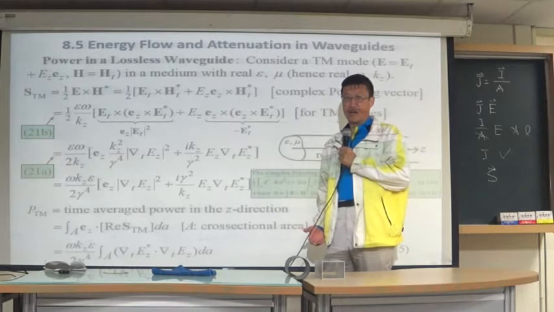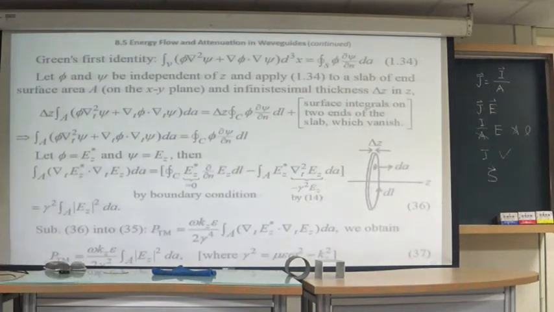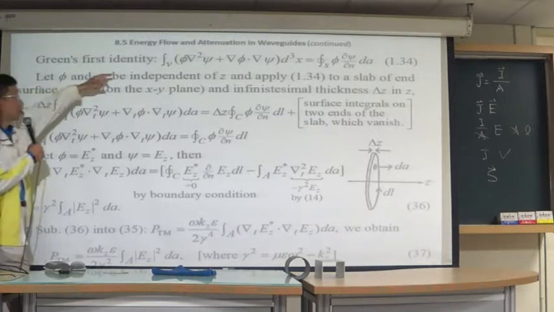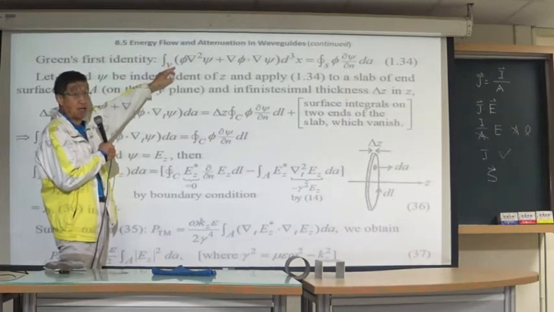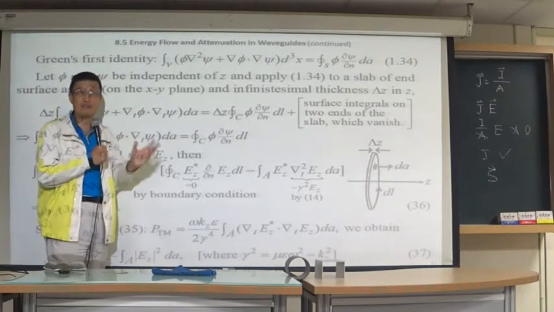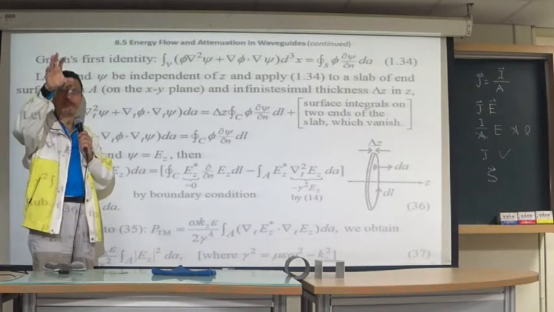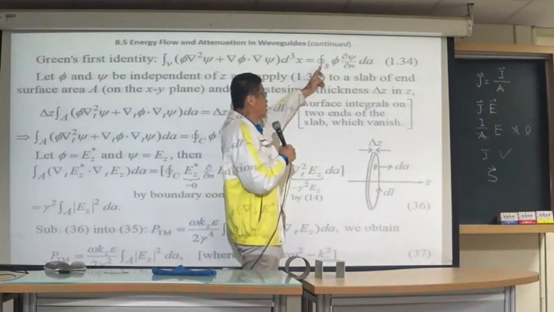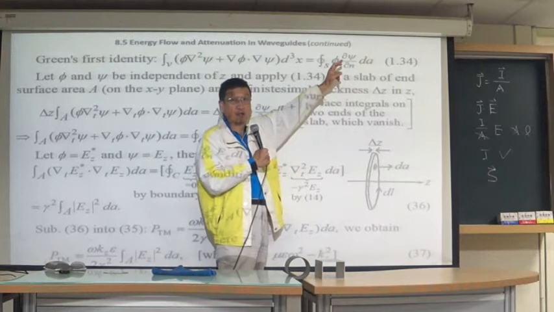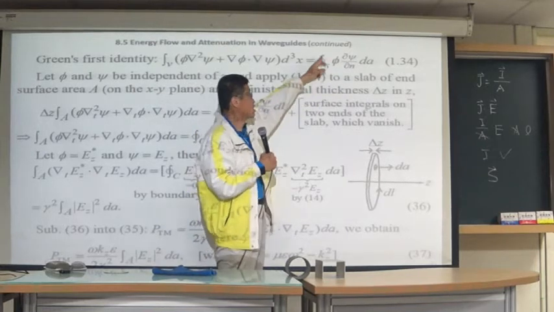Let me introduce our old friend, Green's first identity. Green's first identity tells us that we have these simple relations. Actually it's starting from the divergence theorem, if you remember. Divergence something. And then from volume integration it changes to surface integration in a closed surface. This is a shorthand notation, just to indicate it's perpendicular to the surface. So it's a surface integration.